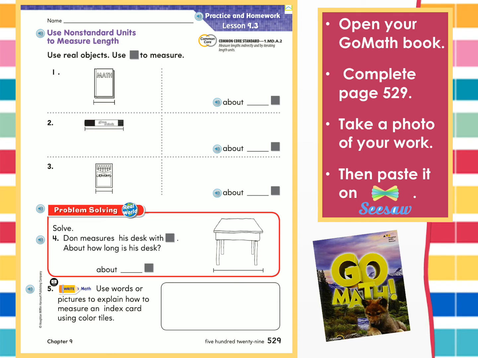Number 4 is problem solving. You will deal with it the same way. Number 5 is optional question. Good luck, everyone!